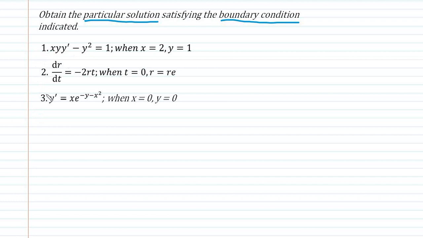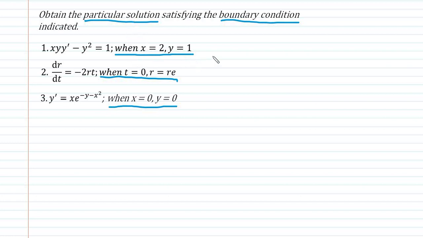So let's say for our three examples that we are going to solve in this video, the boundary condition is stated here. First, when x is 2, y is equal to 1. In the second problem, when t is 0, r is equal to r sub e. And for the third problem, when x is 0, y is 0. Those are the particular boundary conditions. You will insert this condition once you know the general solution.